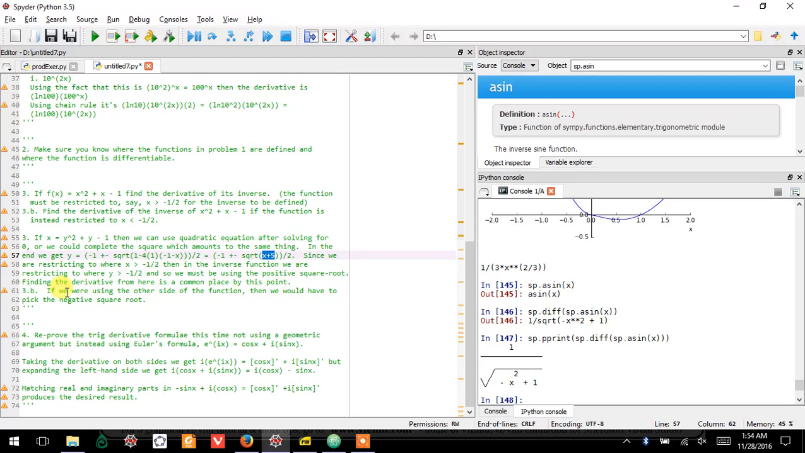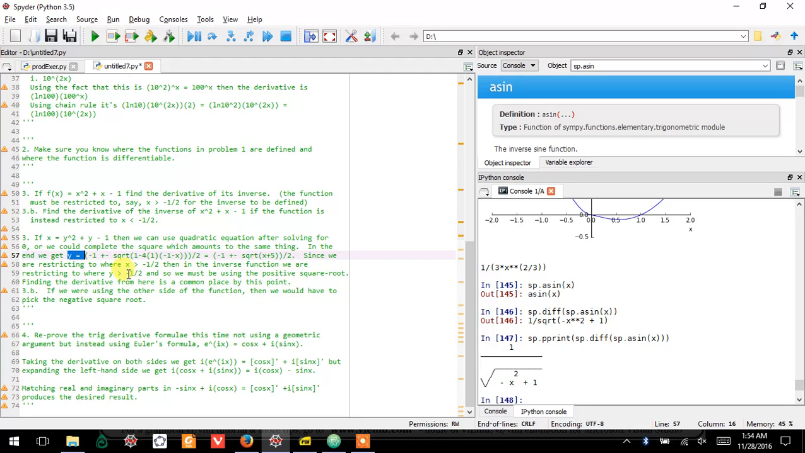Now, since we are restricting to the large values of x, that means picking the large values of y, and if we want y to be the large values, then we would pick the positive square root in this instance. So we pick the positive square root, that's the point.